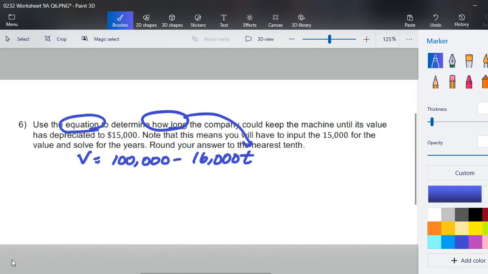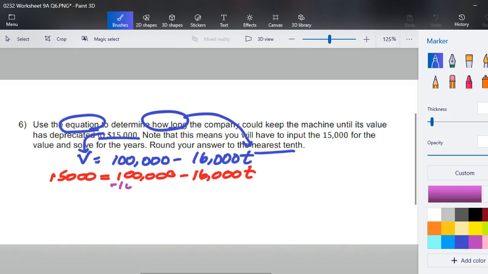The company should keep the machine until its value is all the way down to 15,000. And then they give us a hint. We're going to have to input 15,000 for the value, solve for the years, and then they ask us to round our years to the nearest tenth. So let's do it. Let's put 15,000 in for the value and leave everything else as is. Then we've got a two-step equation, meaning we need to move the 100,000 first.